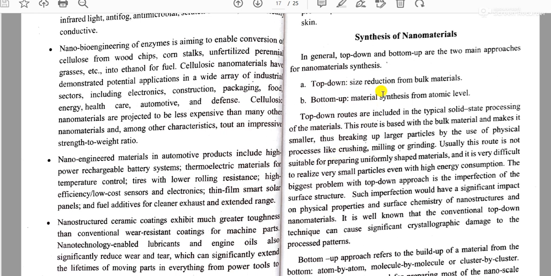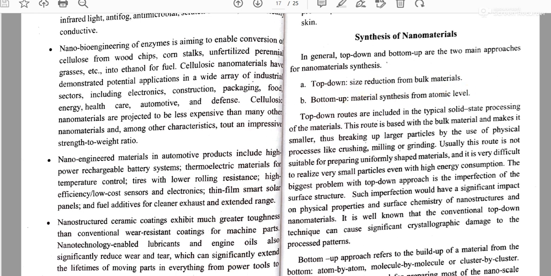So first of all, there are generally two approaches for synthesizing nanomaterials. First is the top-down approach, that is size reduction from bulk materials. The size of the bulk materials is reduced to nano dimension. And the second approach is the bottom-up approach, that is the nanomaterials are synthesized from the atomic level.